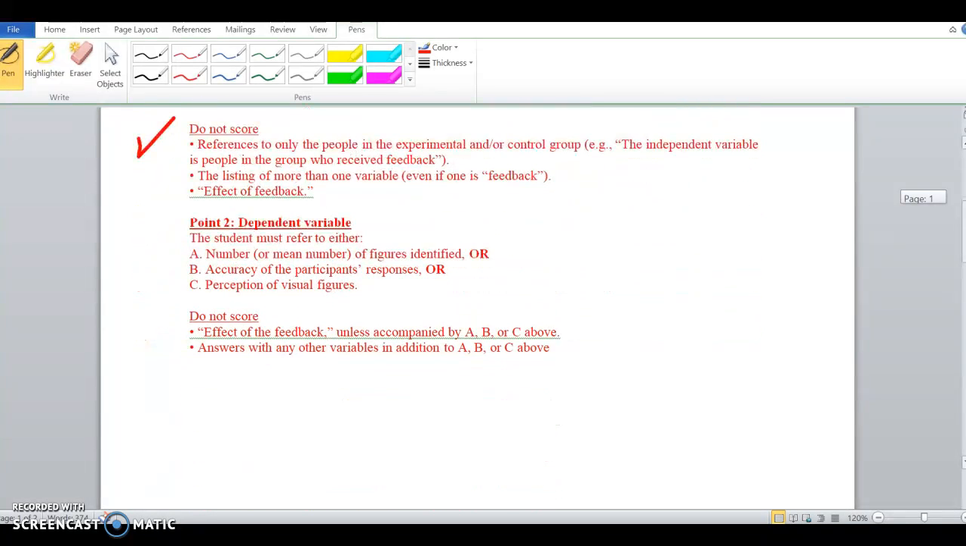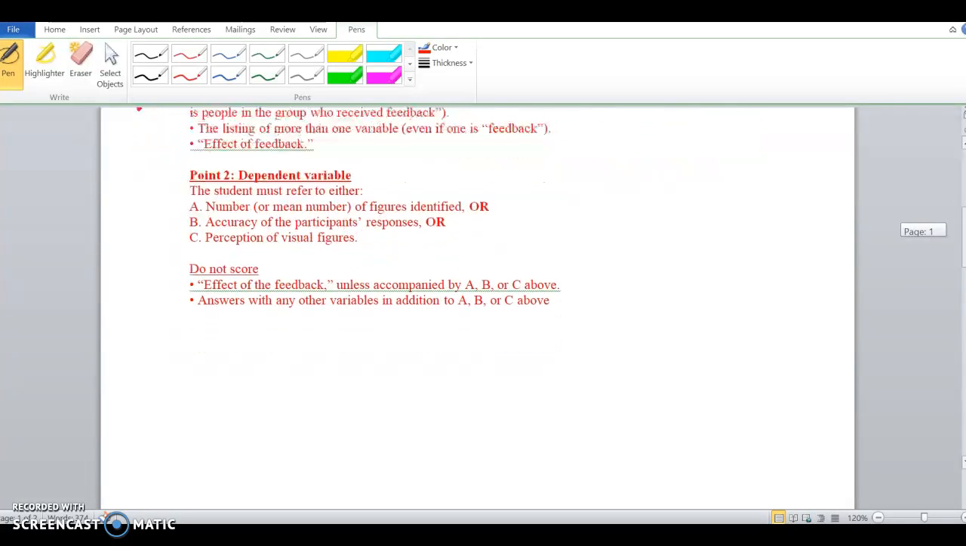And here we have the dependent variable. Here they give you a little bit of wiggle room. Different ways you can say this and a few different things, and they tell you what you cannot do. At this point we're hoping that you've got the difference between an independent variable and a dependent variable down. I'm just hoping that this gives you some feedback and some guidance for how to do some of these questions.